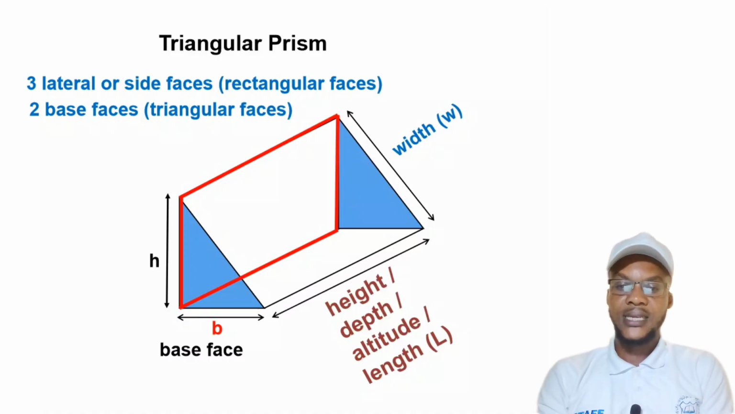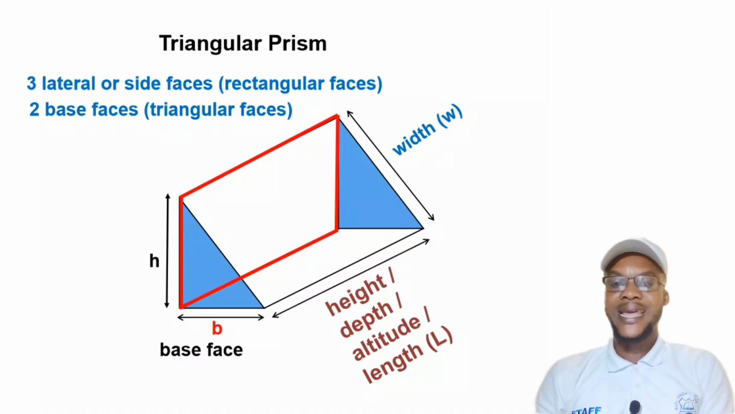So as for the height of the prism, take note. Don't confuse the height of the base face with the height of the prism. When we are talking about the height of the base face, we are talking about the base itself, its height. But when we are talking about the height, the depth, the altitude, or the length, we are talking about the length of the lateral face. That is what we mean by the height of the prism.